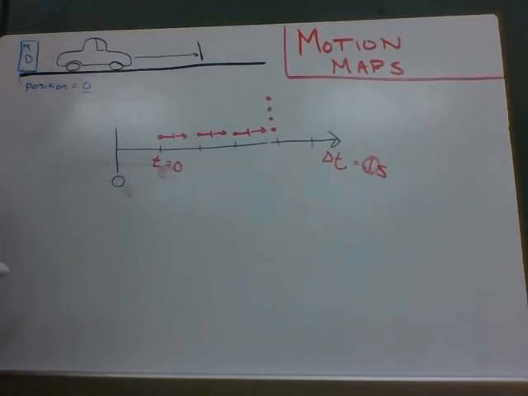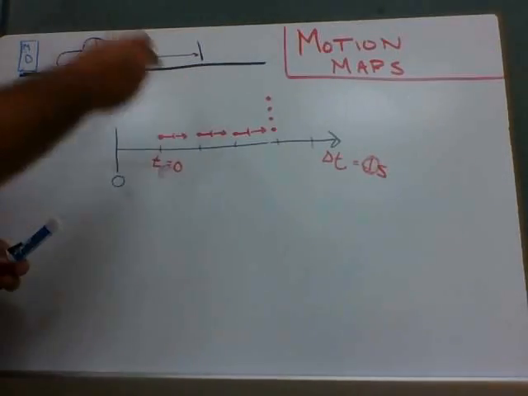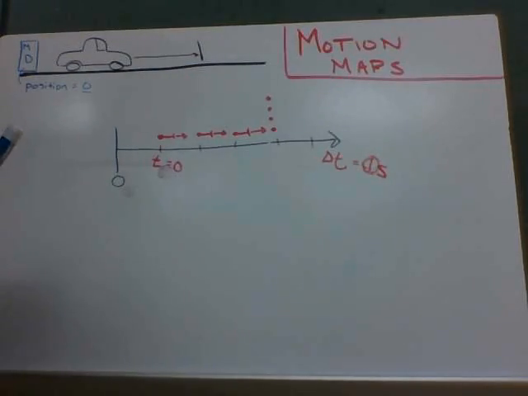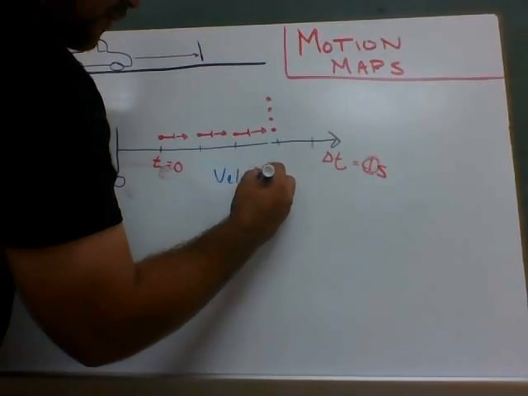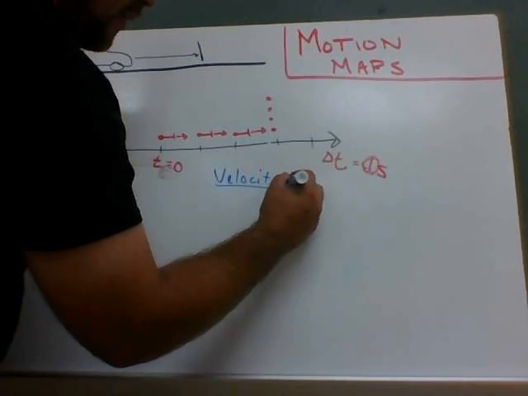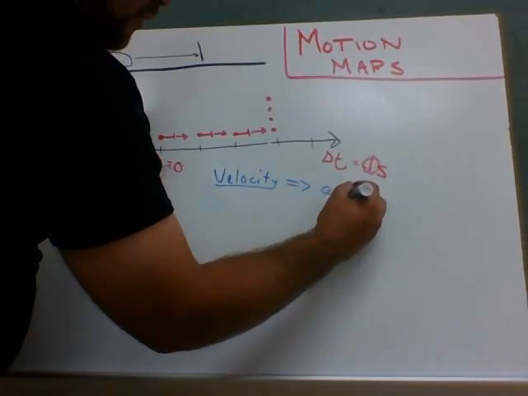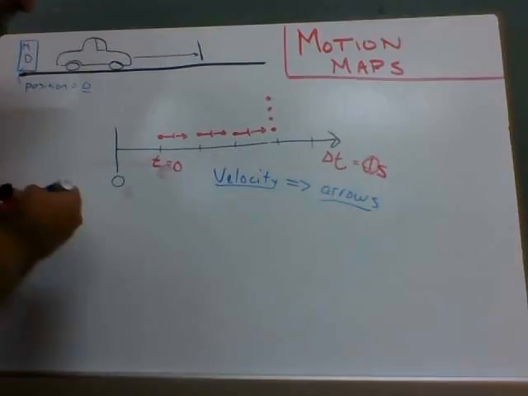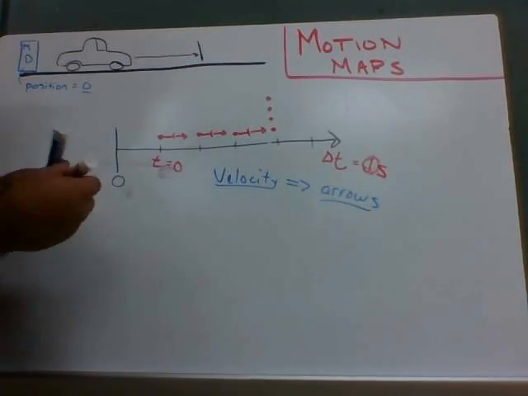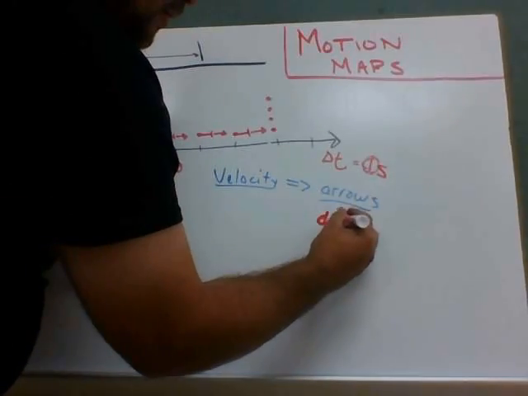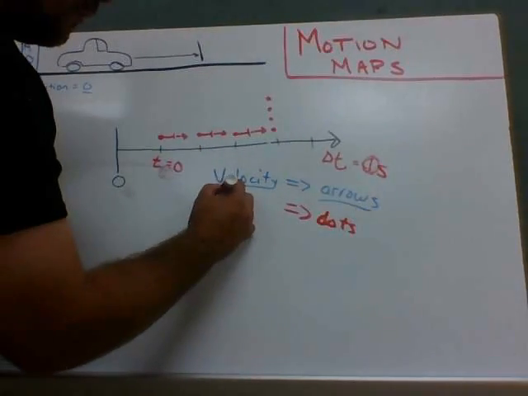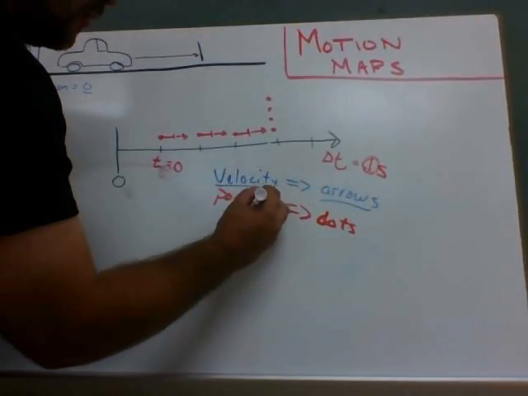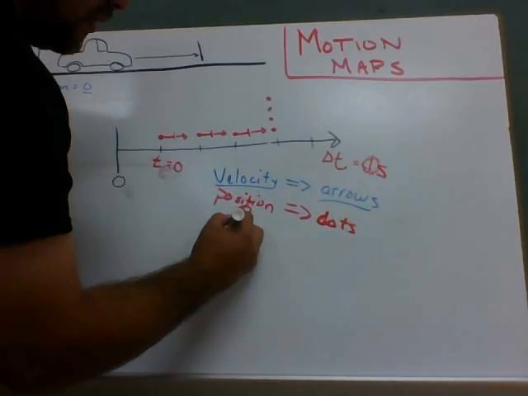Now, that would be the motion map for this example. A couple key things. First off, velocity is represented by arrows. And dots represent the position at a given clock reading.